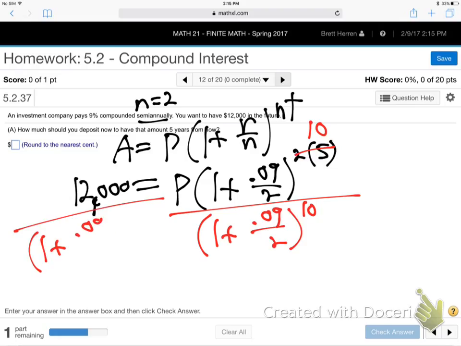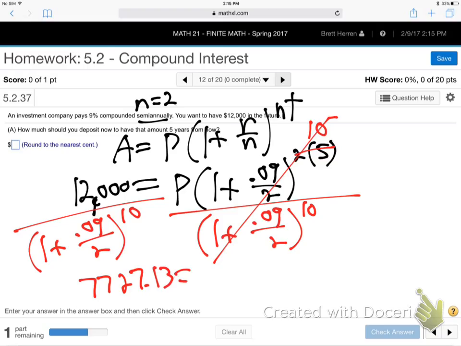1 plus 0.09 over 2 to the 10. Boom, like that. 12,000 divided by that gives 7727.13. You getting that answer okay?